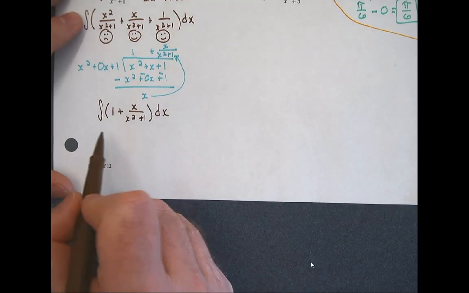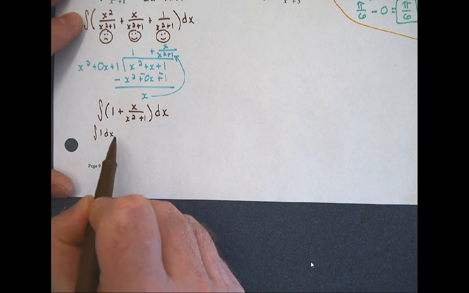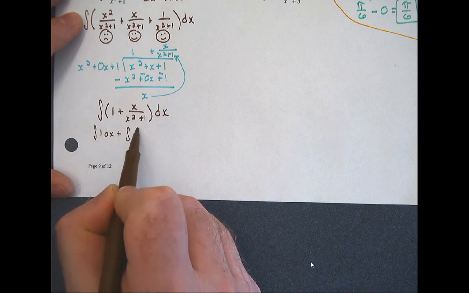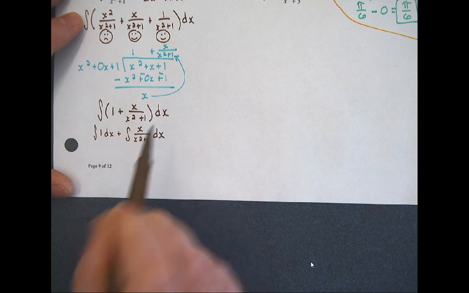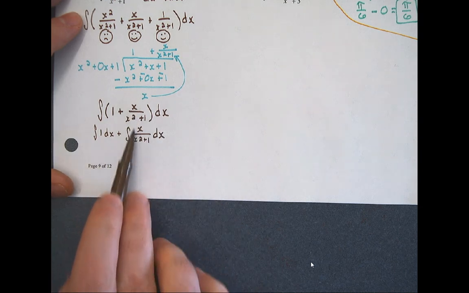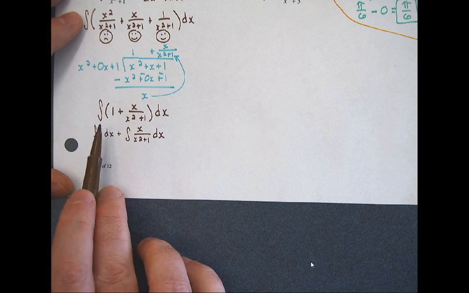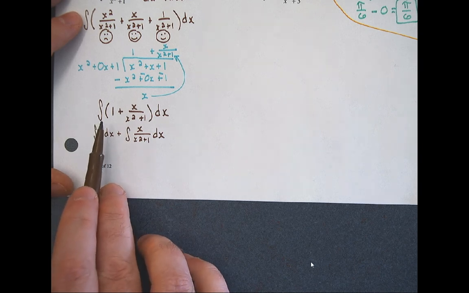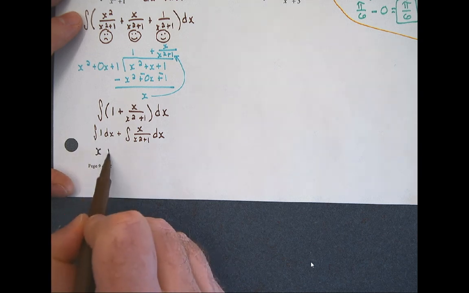So here's how I did it. I split it up first. So the integral of 1 dx plus the integral of x over x squared plus 1 dx. And the reason I did that is because I'm going to have to do a u du on this, but I'm not going to have to do it here. And I don't want to get confused when I integrate with u's and with x's. So this is integrating according to x, so that's just going to be x plus.